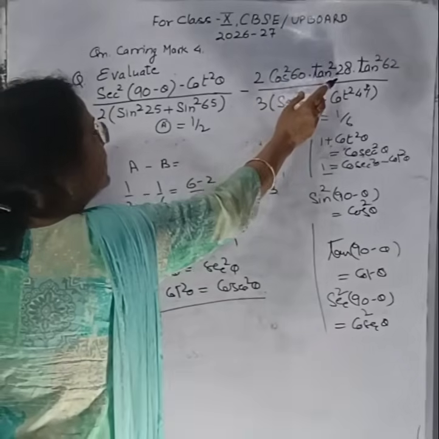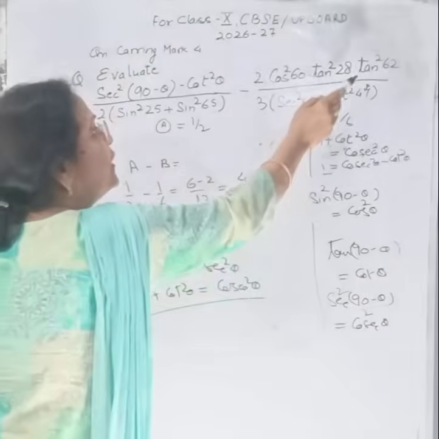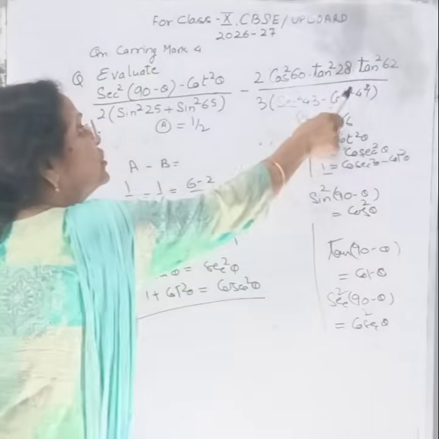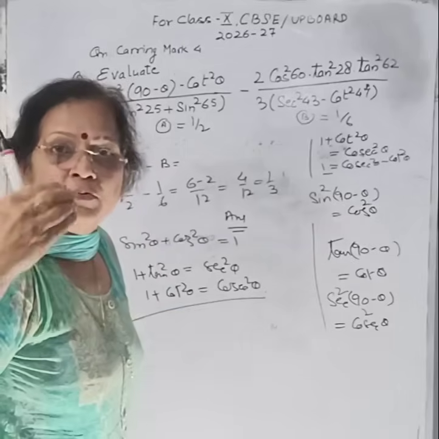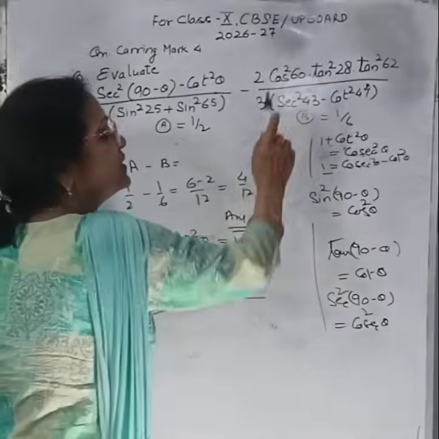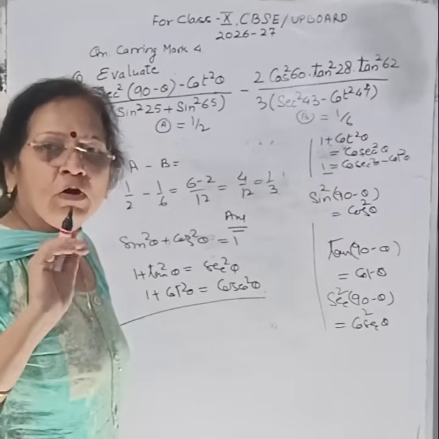Same here, 28. If you are going to change this 28 to 90 minus 62, then don't touch 62. 62 will remain the same. And if you are going to change 62, that is 90 minus 28 equal to 62, then please don't touch this one. These are the key points for solving your questions.